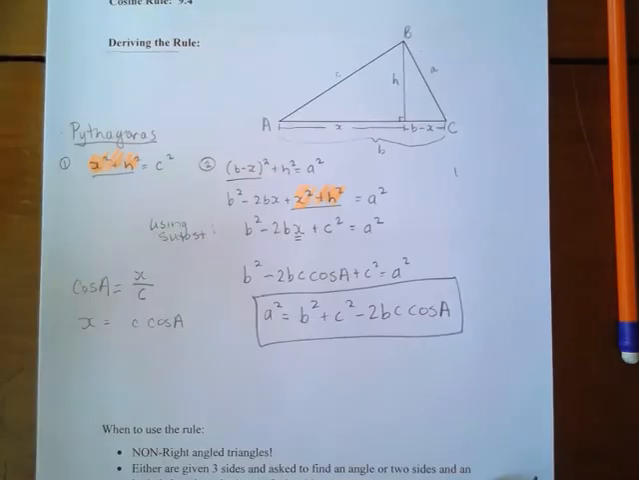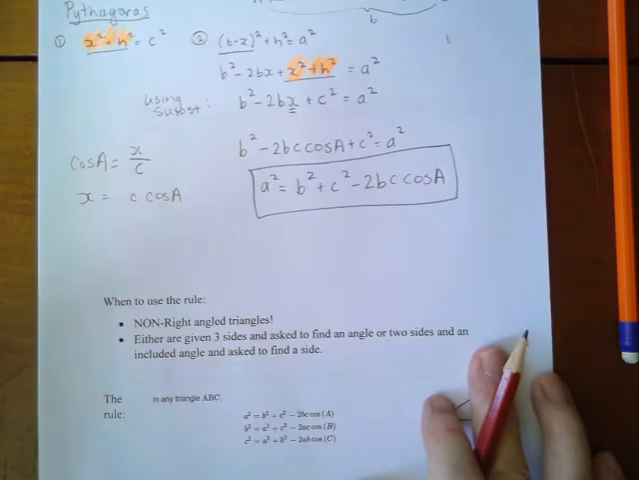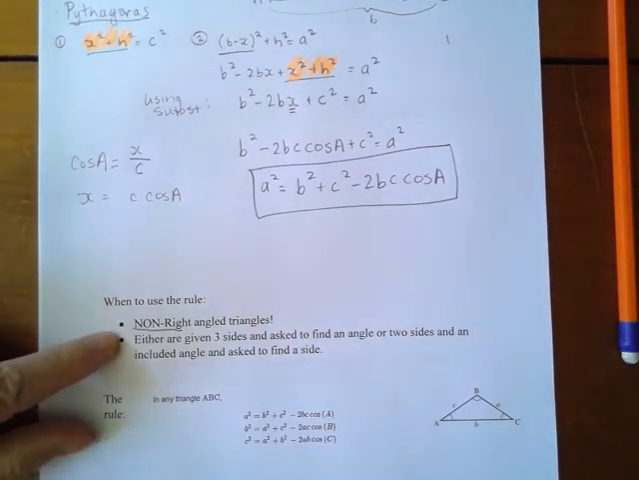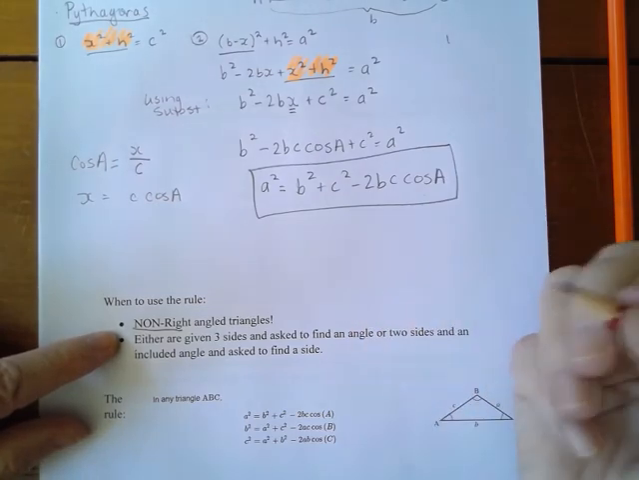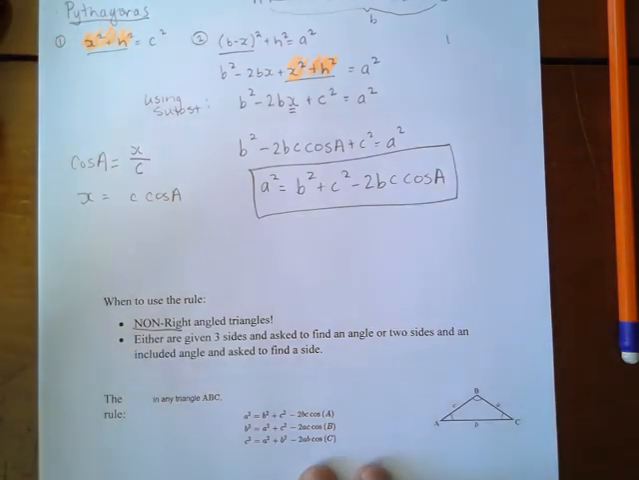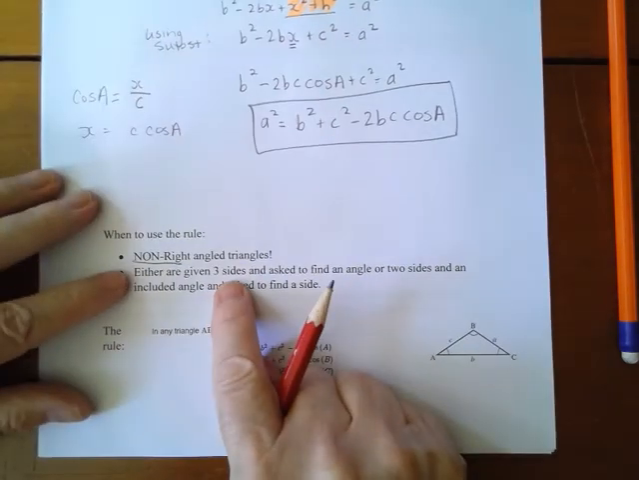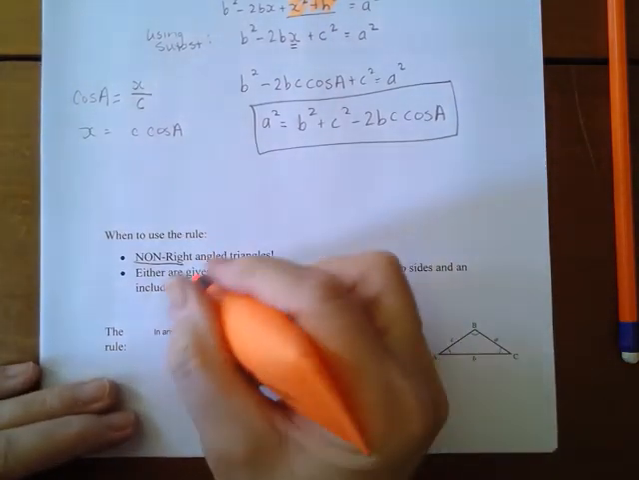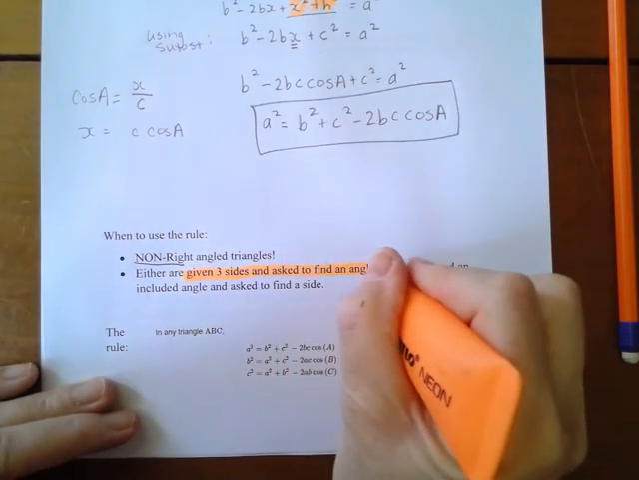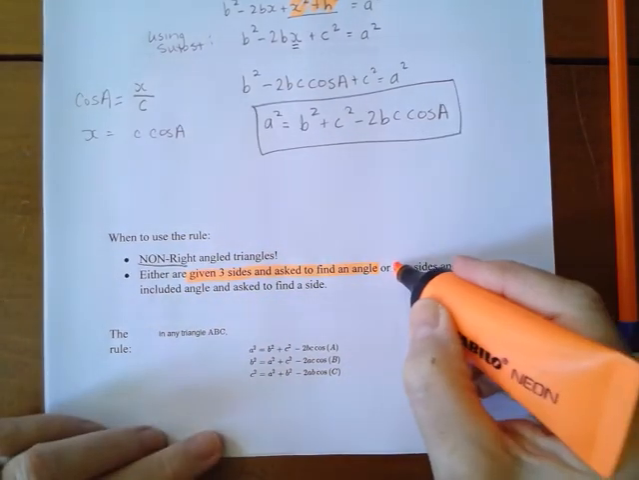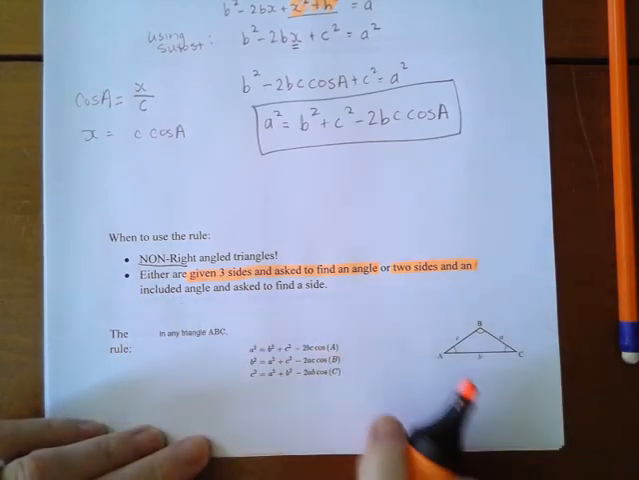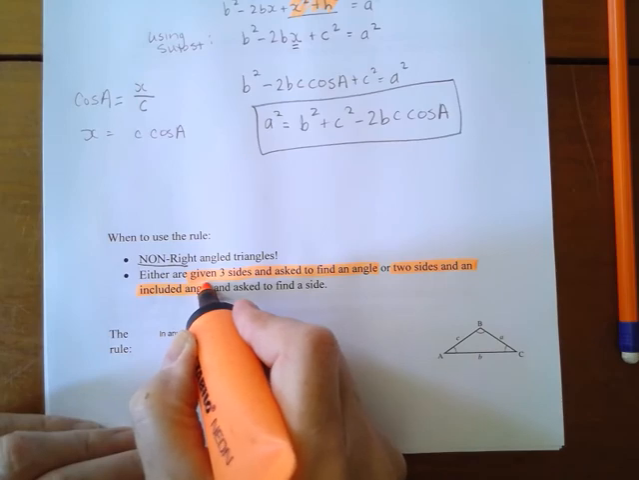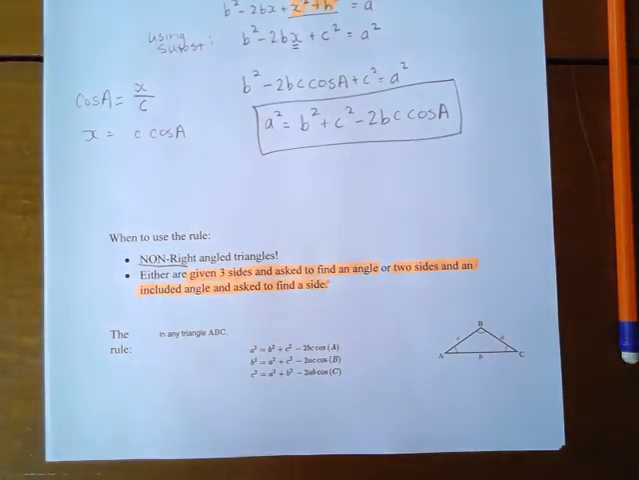All right, so when do we use the cosine rule? Well, we use it on non-right angled triangles, so you never use it with a right angle. If you had a right angled triangle, you use SOHCAHTOA. And then you're either given 3 sides and asked to find an angle, or you have 2 sides and an included angle, and you're asked to find a side. So those are the 2 situations.